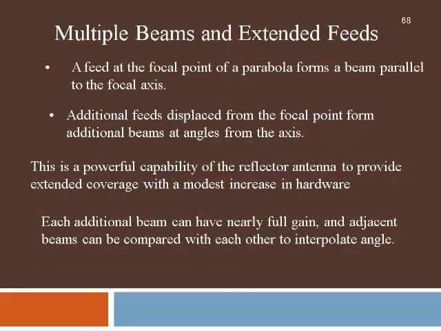Multiple beams and extended feeds. A feed at the focal point of a parabola forms a beam parallel to the focal axis. Additional feeds displaced from the focal point form additional beams at angles from the axis. This is a powerful capability of the reflector antenna to provide extended coverage with a modest increase in hardware. Each additional beam can have nearly full gain, and adjacent beams can be compared with each other to interpolate angle.